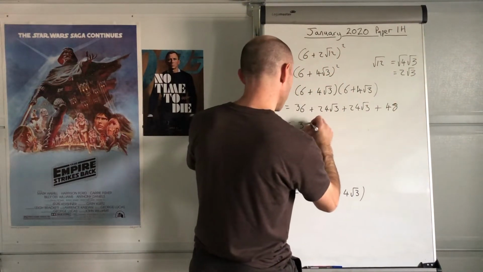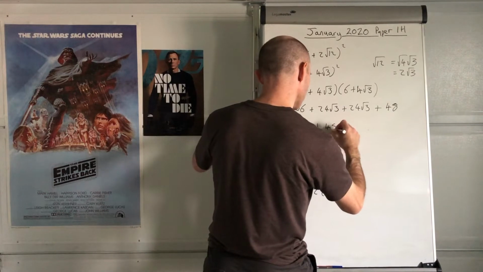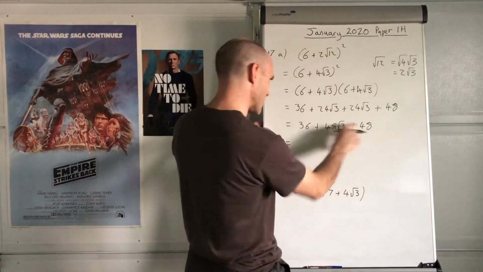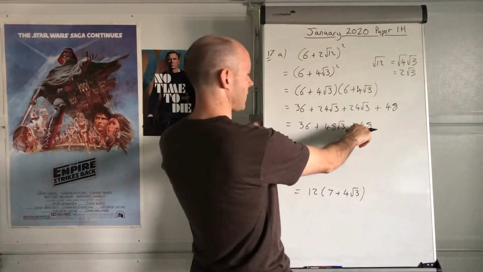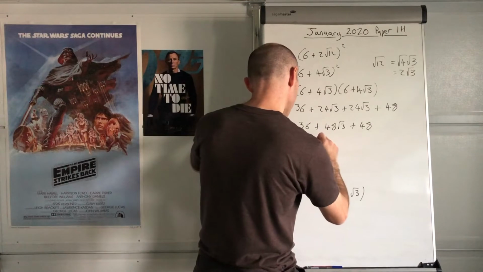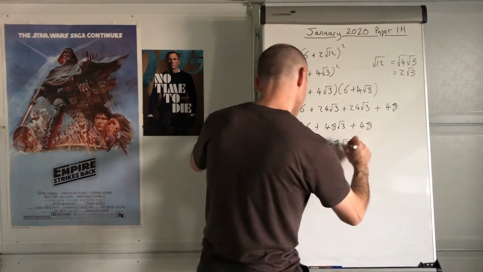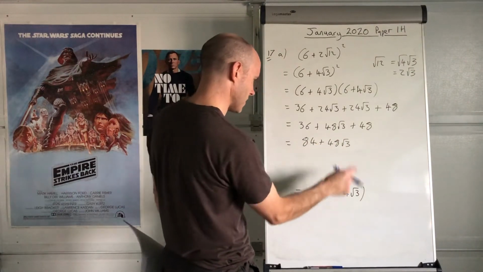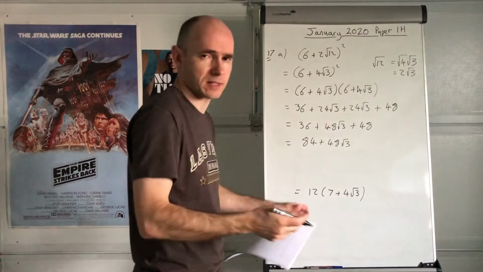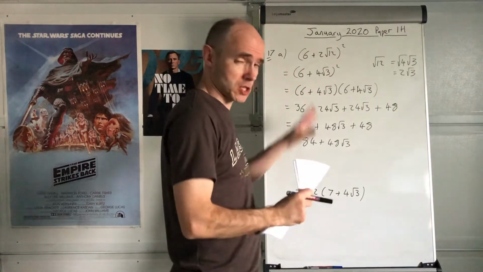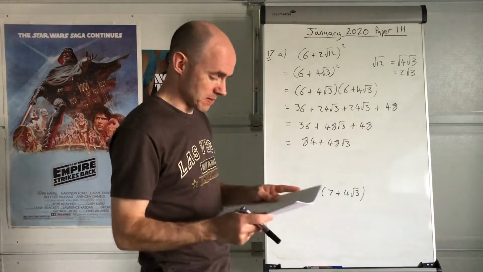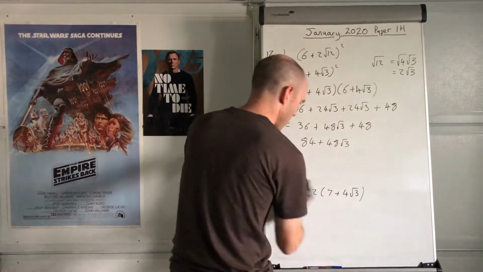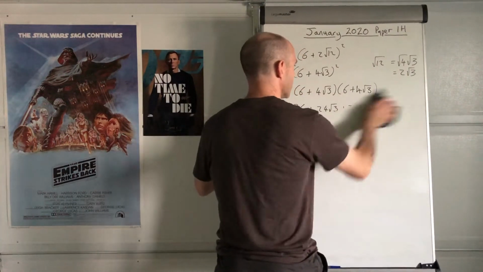And simplify it a bit more. 36 plus 48 root 3 plus 48, and 36 plus 48 is 84. So 84 plus 48 root 3, and it's the same as that. Take a factor 12 out, and you've got 12 times 7 and 12 times 4, so that's it. You might run it slightly differently, but if you did it much longer than that, take note of the method I've used there. Next, part B. I've used the whole of the board again for this one. All right, here we go.